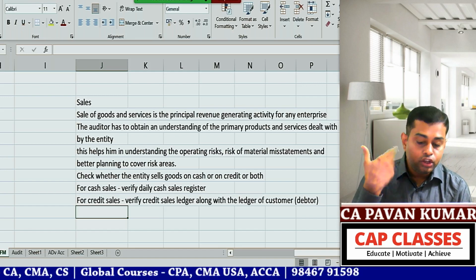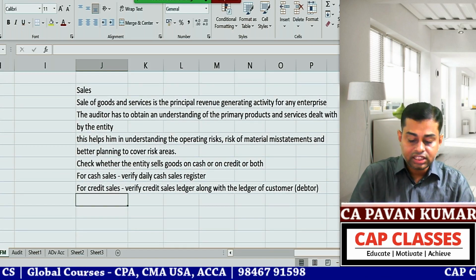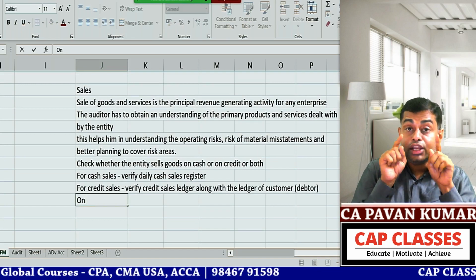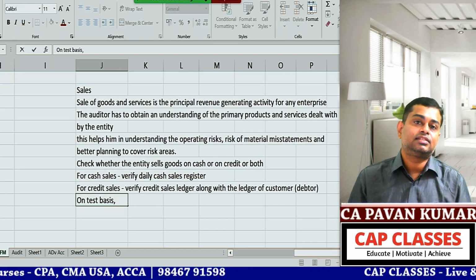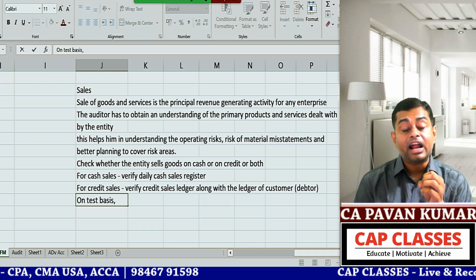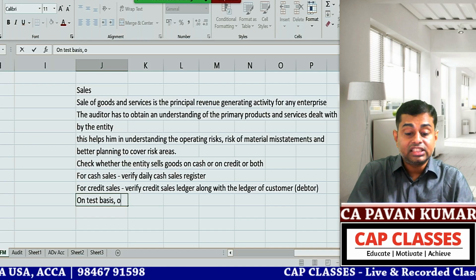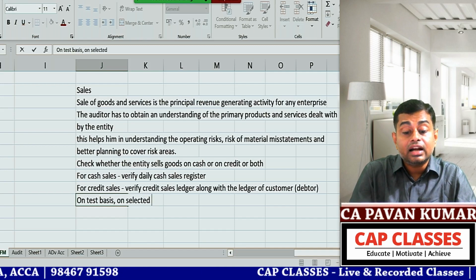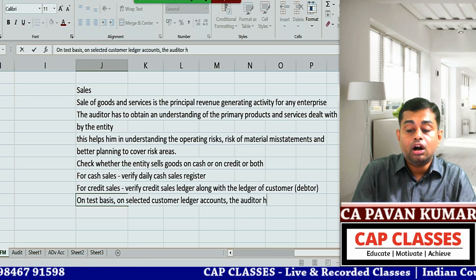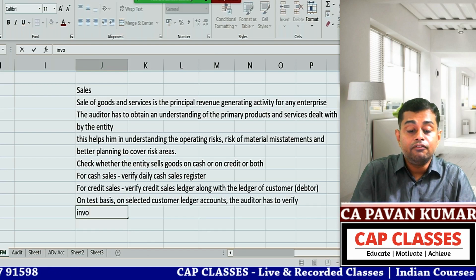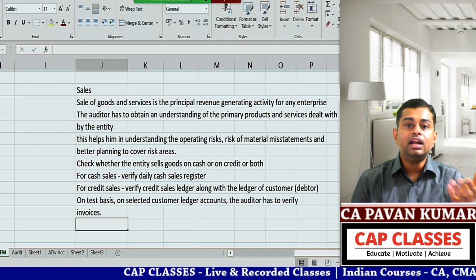Okay, next, what will you verify? Invoices. Very good. See, you need to be smart also, okay? On test basis, because it is practically impossible for the auditor to verify all the invoices. On test basis, on selected customer ledger accounts, the auditor has to verify invoices.